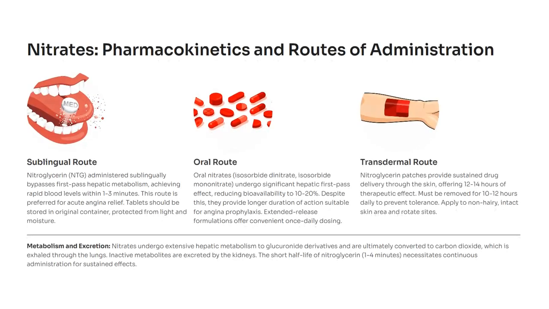Different routes, of course, a sublingual route. If it's administered sublingually, it bypasses that first pass hepatic metabolism and it achieves rapid blood levels within 1 to 3 minutes. This route is the preferred route if they have acute angina. Make sure the patient understands to store those tablets in the original container and protect it from light and moisture.